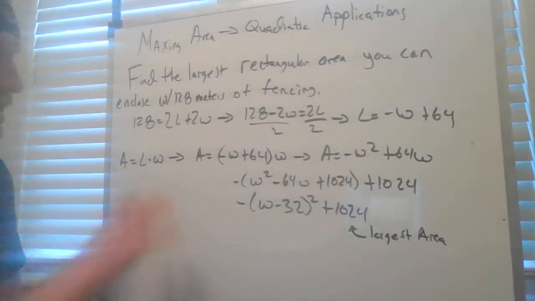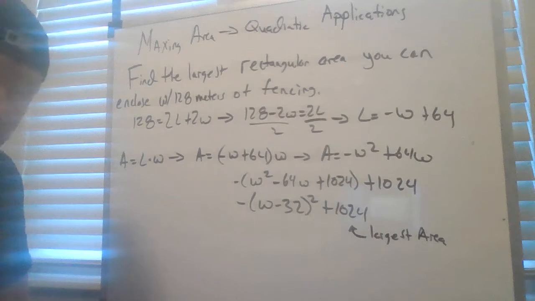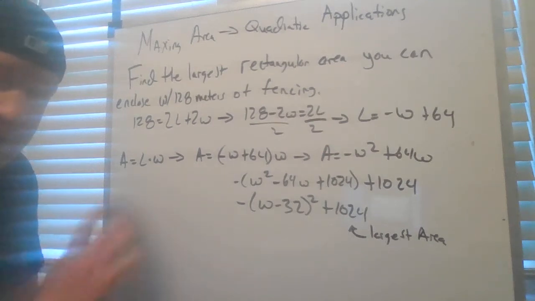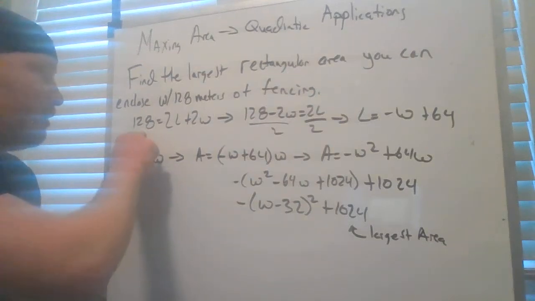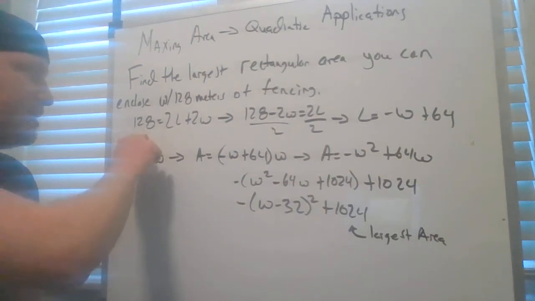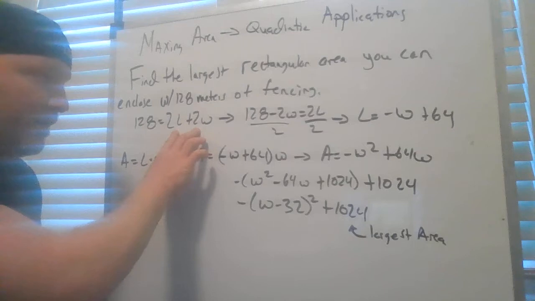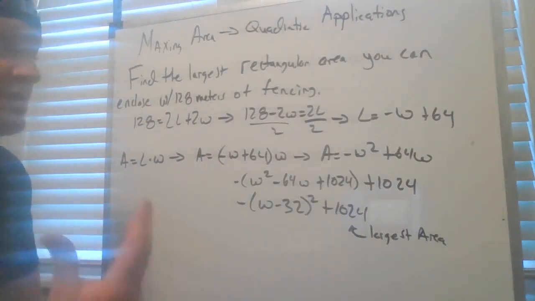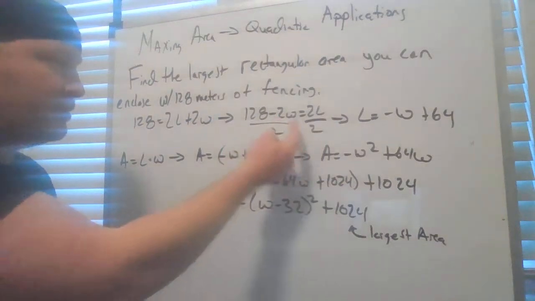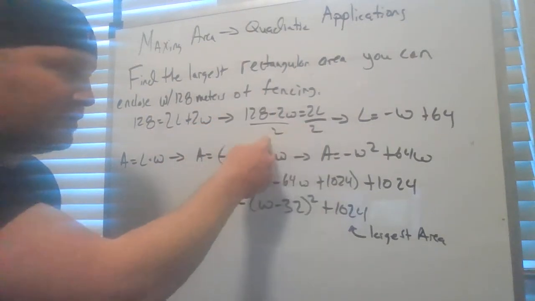So I wrote up just the thinking through this, so feel free to pause this whenever you want just to jot this down and make sense of this, or go back and rewatch it. I know my perimeter is 128 meters, so I set that equal to my formula, 2L plus 2W, and like before, I want to solve for W. I want to solve in terms of L, so I just subtract 2W from both sides, divide by 2.